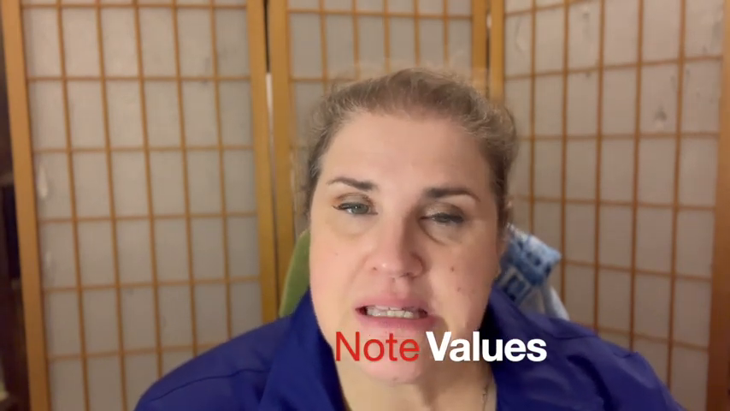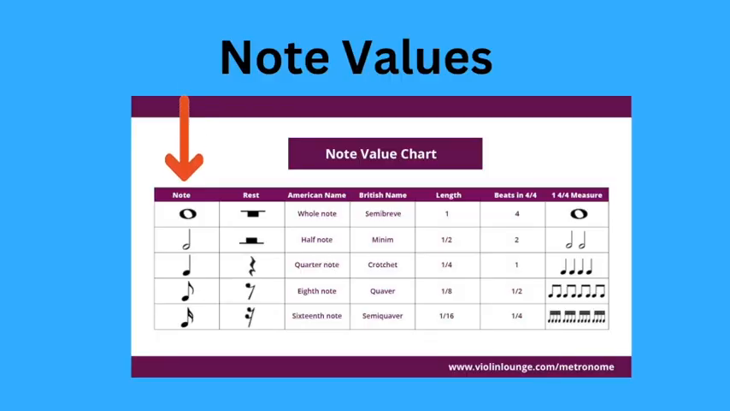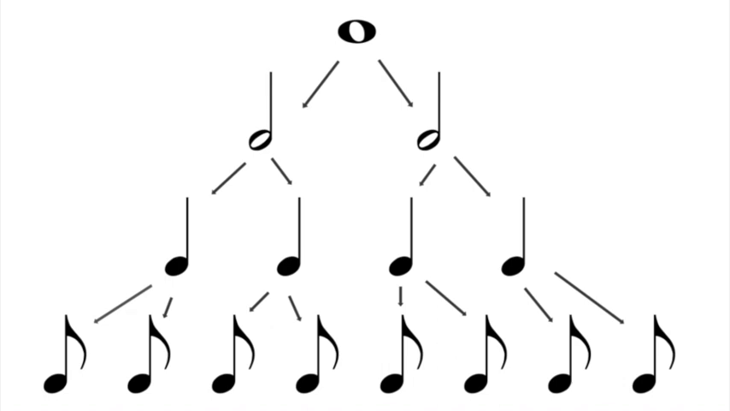Okay, so note values. Each note is given a value. So the little one that looks like a donut, he's typically 4 beats. He's called a whole note. A whole note gets divided in half of its value, and this is a little tree of note values. When you start getting into the flags, the notes get shorter and shorter.